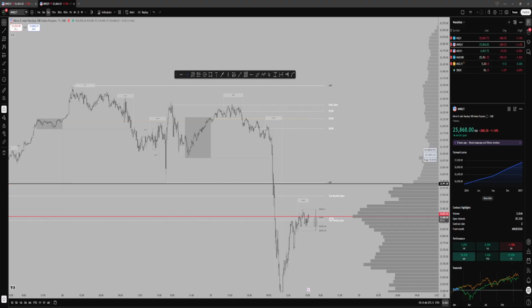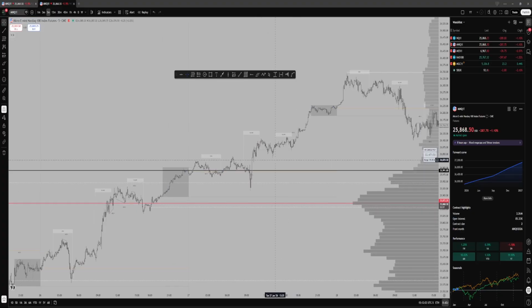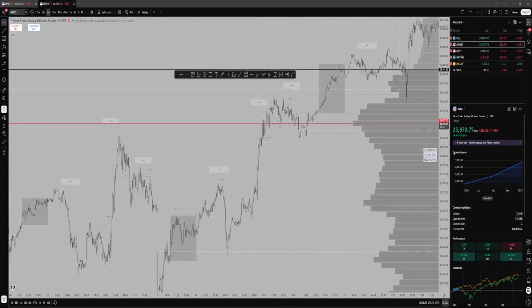People may call them buy side imbalances, sell side imbalances. You can call them whatever, but at the end of the day, it's the same thing. Fair value gap is a very well known term. So as we get into it, we're going to be looking into fair value gaps and how to identify them.